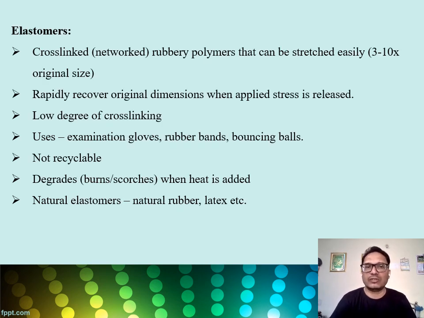The third type is called elastomers, and these elastomers are cross-linked rubbery polymers that can be stretched easily up to 3 to 10 times their original size. They rapidly recover their original dimensions when the applied stress is released. They have a low degree of cross-linking and are generally used in examination gloves, rubber bands, bouncing balls, etc. These elastomers are also not recyclable. They degrade when heat is added. Examples of natural elastomers are natural rubber, latex, etc.